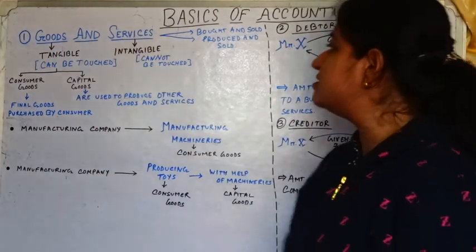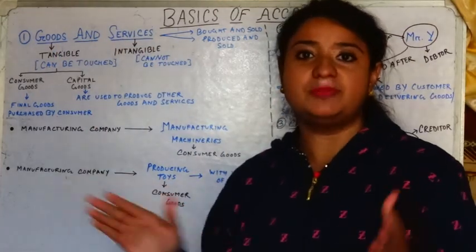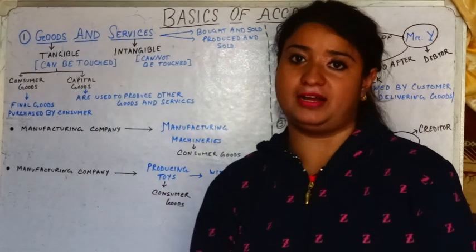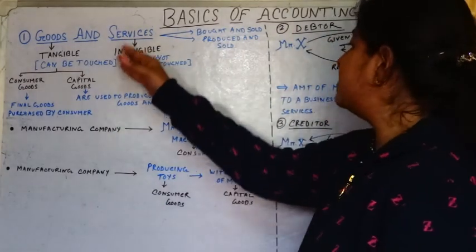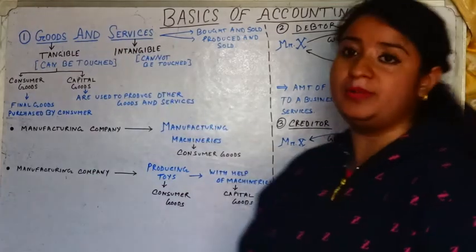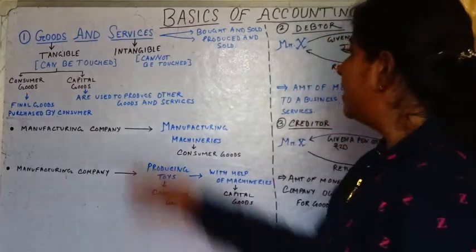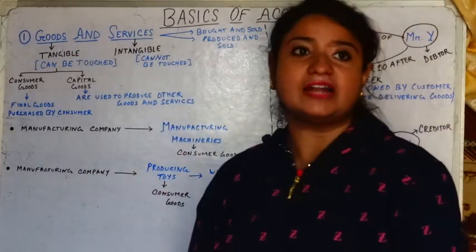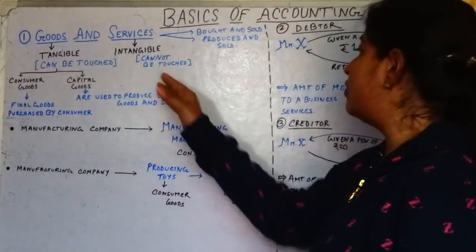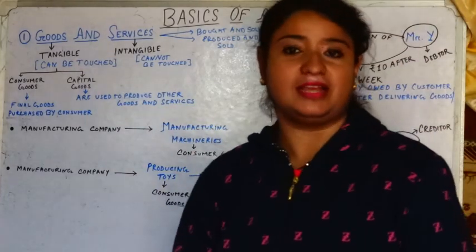And what is services? Obviously, you have to add 'in' in front of tangible. So, it is basically a type of intangible in nature. Now, intangible means opposite to that of tangible. That cannot be touched, that cannot be seen.